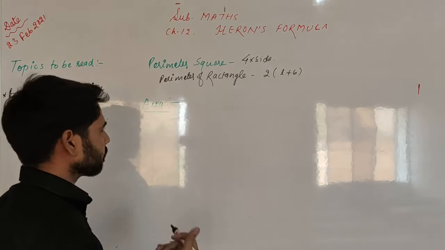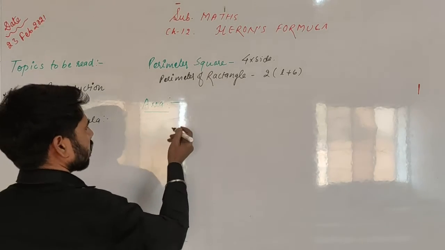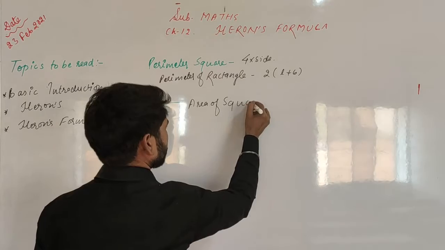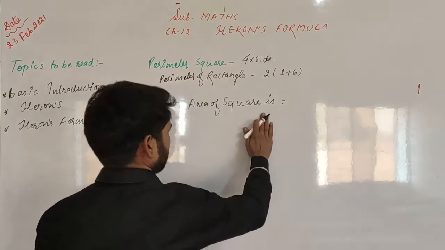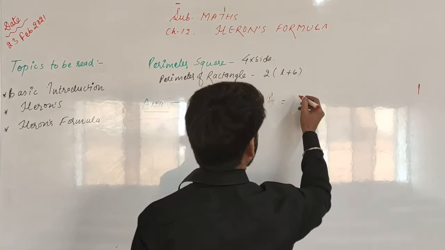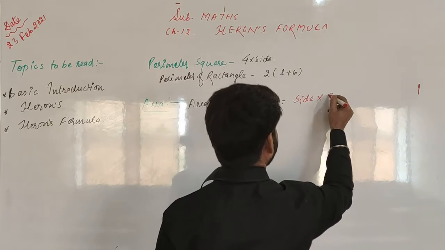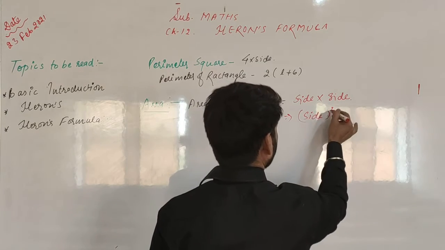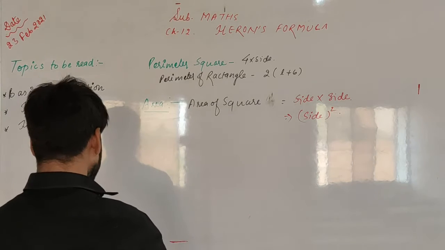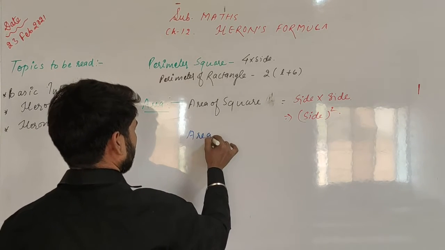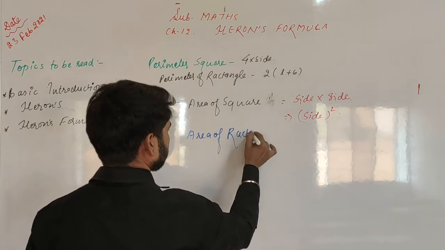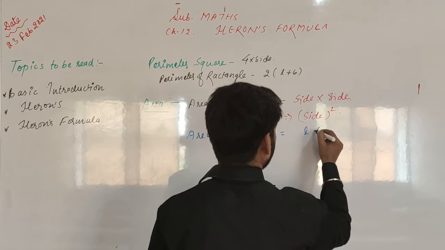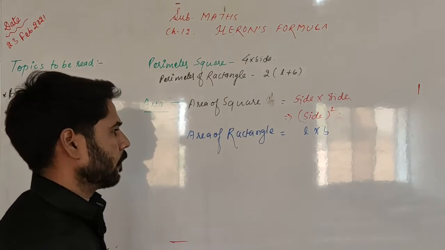If I talk about area, the area of a square is what? Side multiplied by side, or we can write side square. Clear? If I talk about the area of a rectangle, that is L multiplied by B. L is length and B is width.